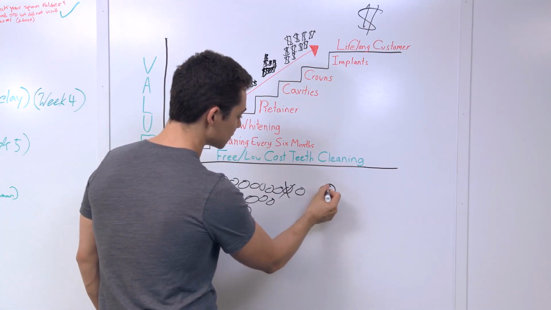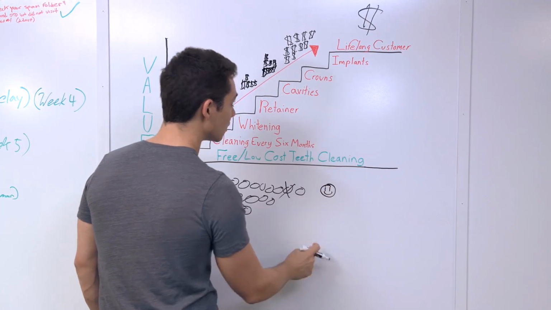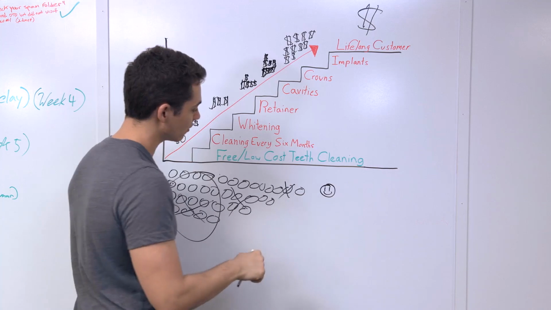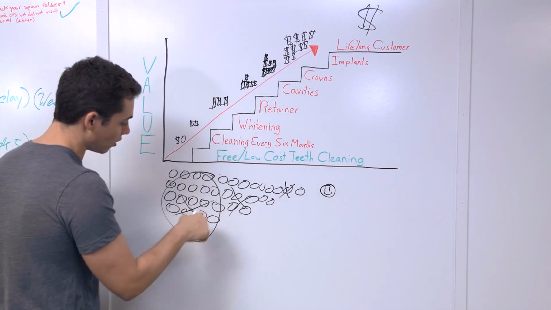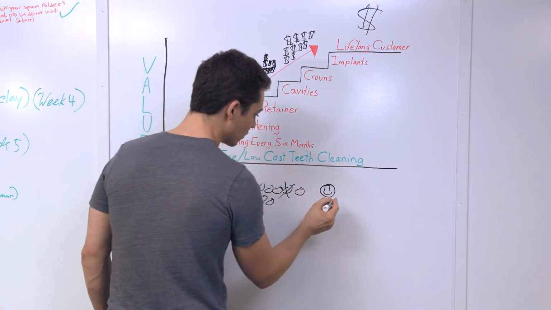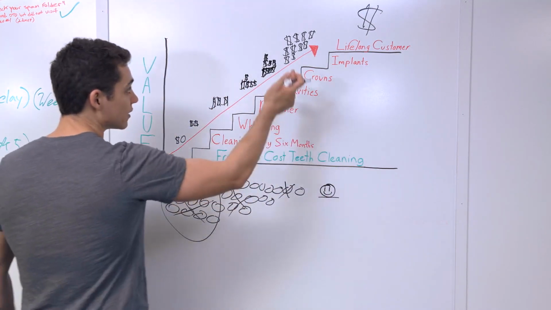But then one single person needs a crown or an implant, and that's big money. Okay? So yeah, it started with all of these people, and as we went down, we've landed on one single person, or maybe it's 2 or 3, whatever, that spent all this money.